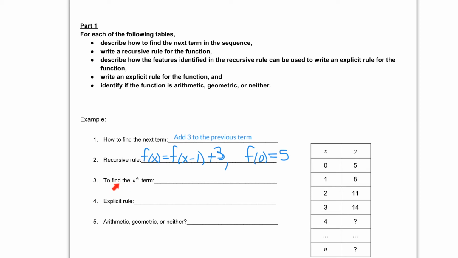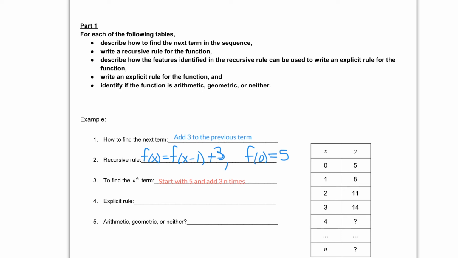Next, I want to find the nth term. So how would I go and find the nth term? And so that's getting us ready for that explicit rule. So to find the nth term, I'm going to start with the 5, since that's my first term. So I'm going to start with 5, and I'm going to add 3 n times.